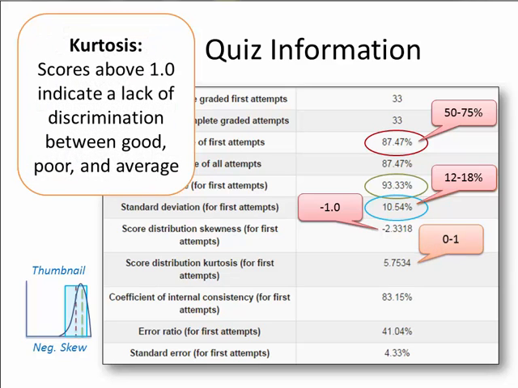Kurtosis, again a measure of distribution, should lie between 0 and 1. This exam has a value of 5.75, a strong indicator that this exam would not be able to discriminate between good performing students and average performers based on their scores on the test.